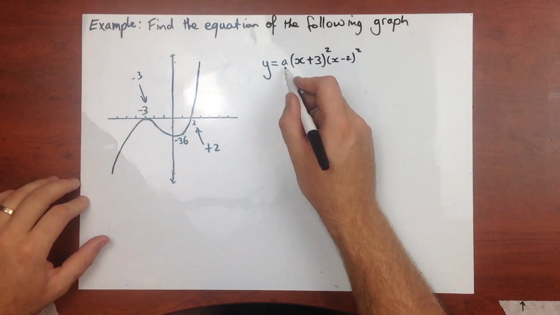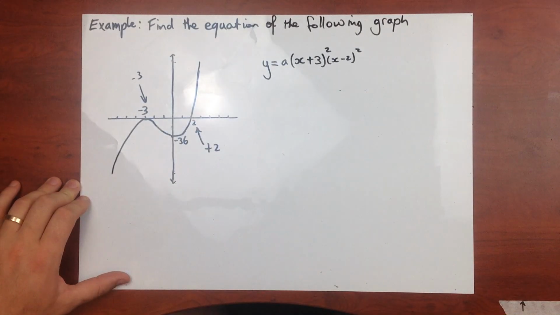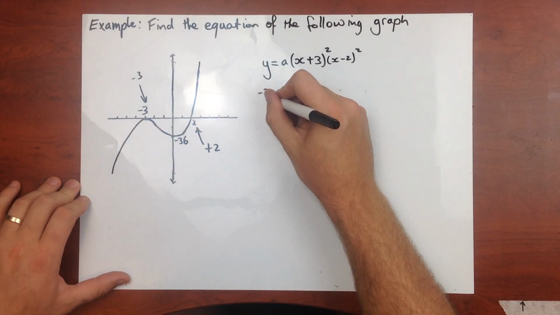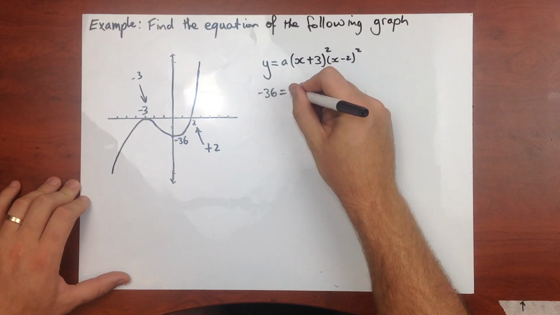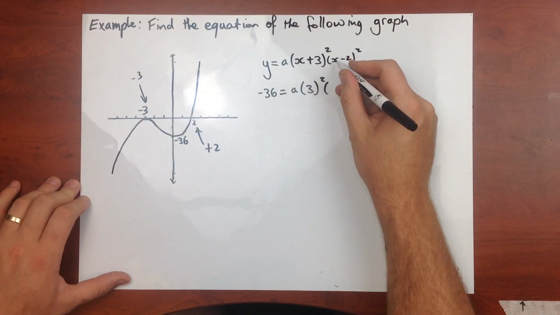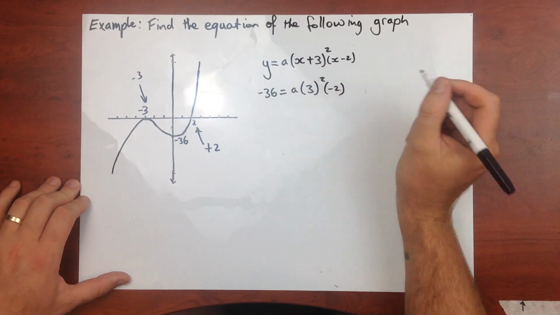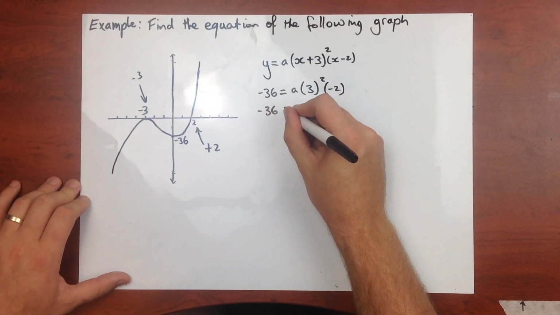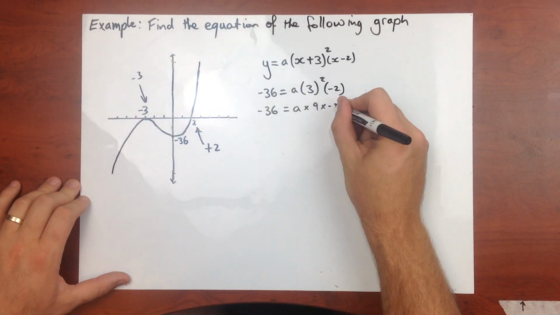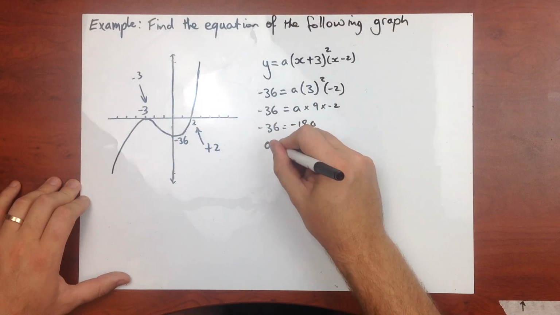So we've got that, but we don't have our a value yet. We need another bit of information, and we're given it here in our y-intercept. So when x equals 0, we know y equals negative 36. So we can put that in and solve for a. x is going to be 0, which means we're going to have 3 squared, and x is going to be 0, so we're going to have minus 2. Sorry, that should be squared. So we've got negative 36 equals a times 3 squared, which is 9, times negative 2, so negative 36 equals negative 18a, so a is going to equal 2.